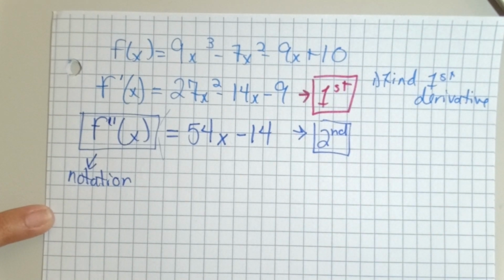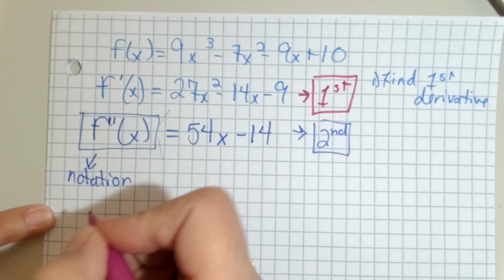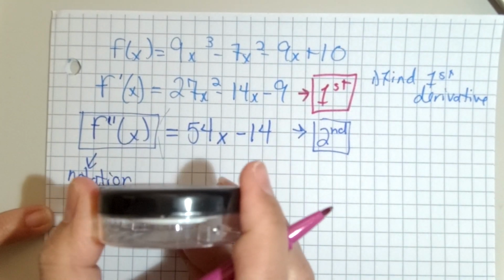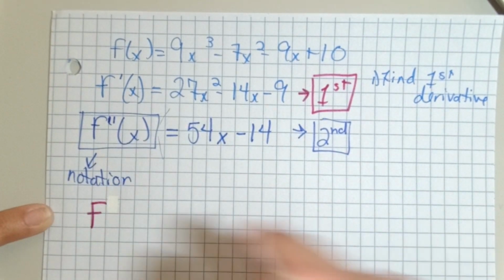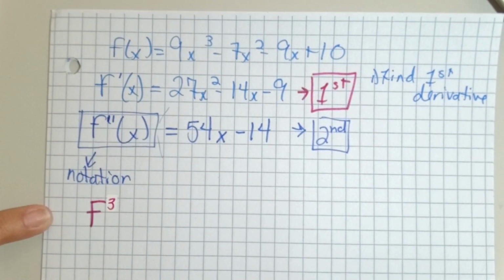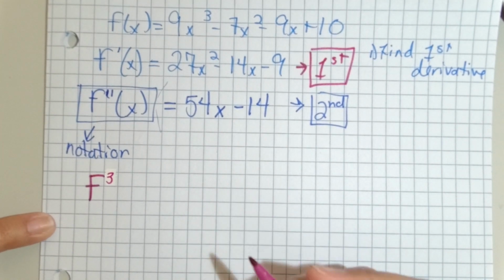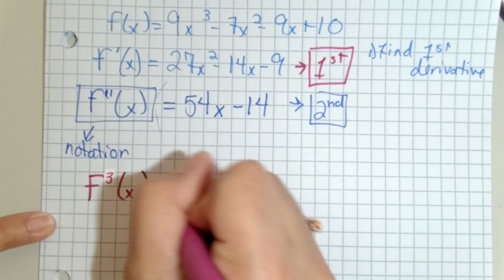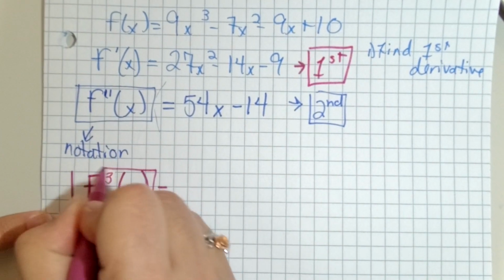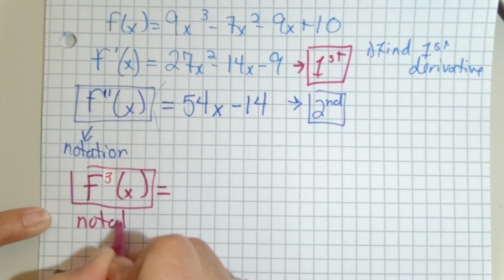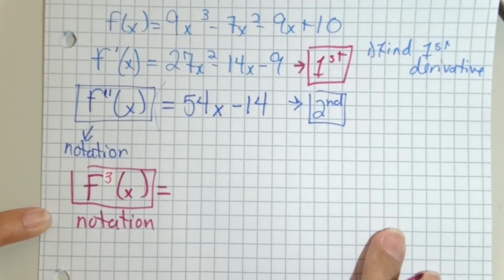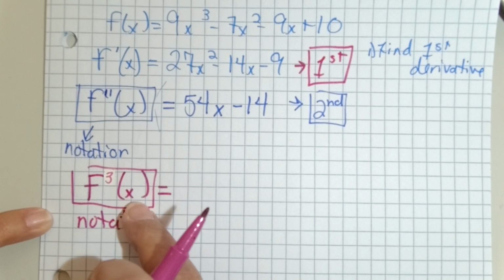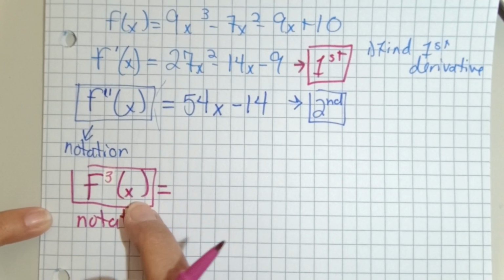Third. We need the third derivative. The directions say to find the third derivative. So the third derivative will be f triple prime. This is read triple prime because of the 3. So again, this would be the notation. This is what I'm looking for. If you do not write the correct notation, you will not get the points for that question.